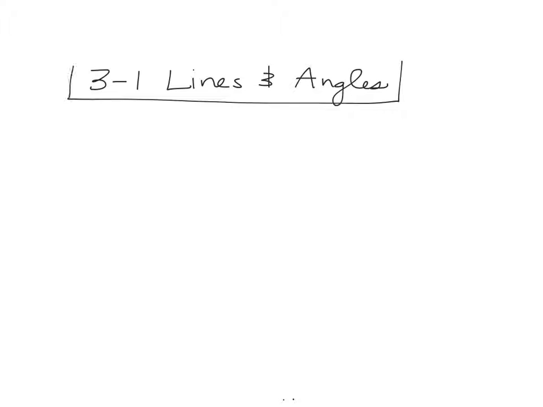So this is 3-1, and it's lines and angles. So we're going to talk about two different types of lines, and then planes as well, and then the different angles that come from those different things.